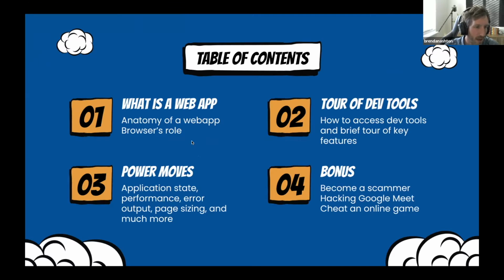So that's about me. Here's what you can expect. First, we're going to talk about the anatomy of a web app and what the browser's role is in that. Then we'll take a little tour of the dev tools, how to open them, and where they are in the different browsers. Then we'll get into the power moves: how you can change application state, monitor performance, read error output, change page sizes, and throttle network speeds, all kinds of good stuff. If I haven't talked too long, we'll have some time for bonus fun stuff: how to become a scammer, how to hack Google Meet, and how to cheat on online gaming. That's the kind of stuff you will learn from this meetup.